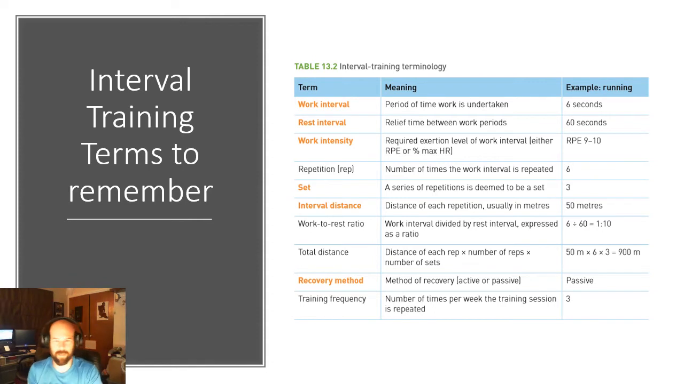You should be using a passive recovery, okay, because you want to build those stores back up again. So you will be sitting down and just taking things quietly. So it'll be a passive recovery.